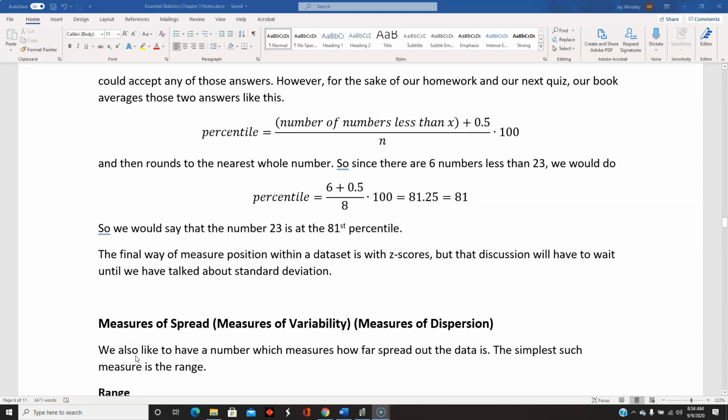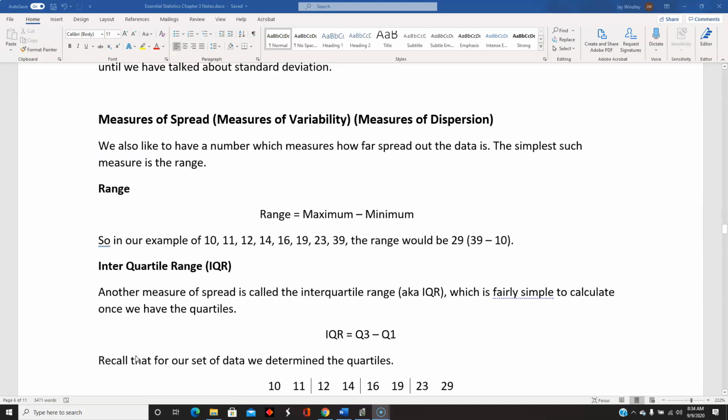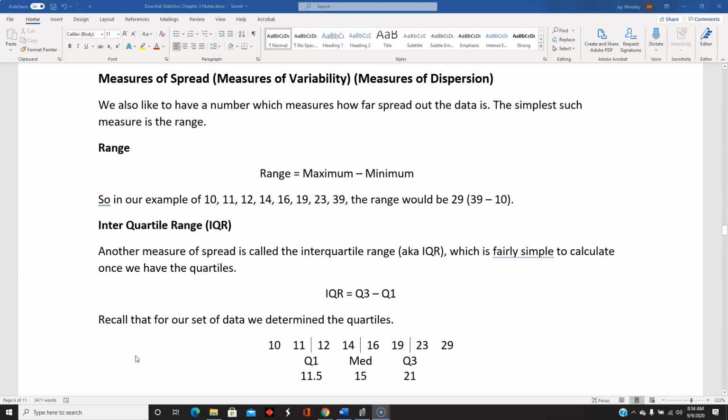So we've done measures of center, we've done measures of position or location, and now we're doing measures of spread or measures of variability. And there's a couple really simple ones and a couple that are more tricky. But in general, we're looking to have a number that tells us how far spread out the data is. A kind of elementary school number is the range, which is just the maximum minus the minimum. So in our data set, the range would be 29 because the maximum minus the minimum is 29.